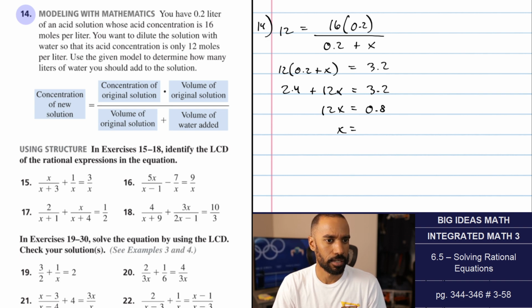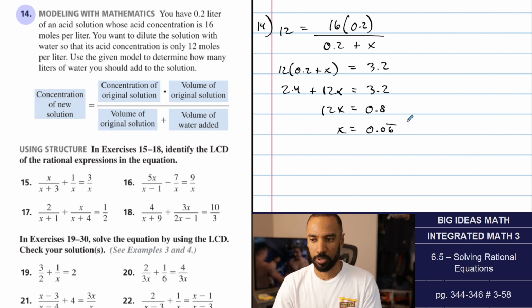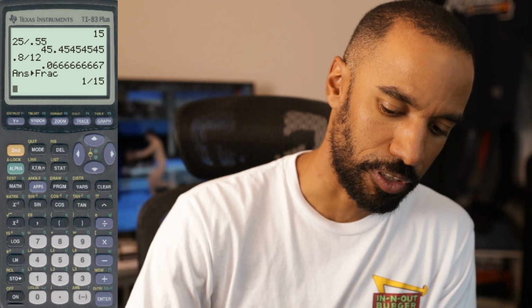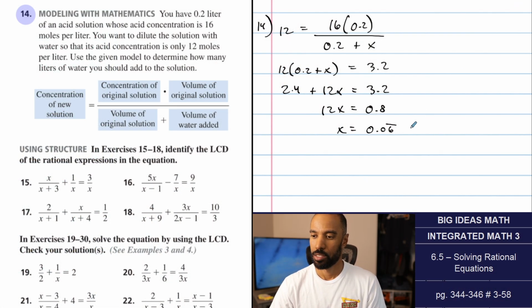0.8 divided by 12. It's 0.06 repeating, excuse me. I believe that's 2/30ths or 1/15th. If I go to the calculator here, yeah, 1/15th. So 1/15th of a liter, but just 0.06 repeating is what we can say for x. About 0.07 liters of water. All right.